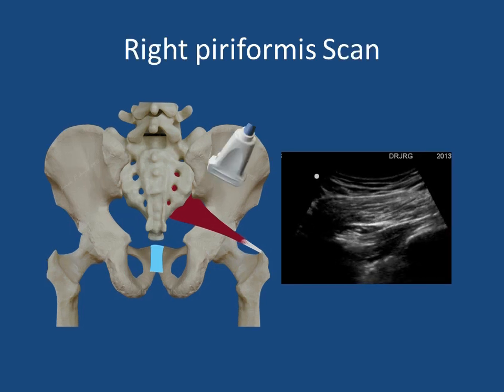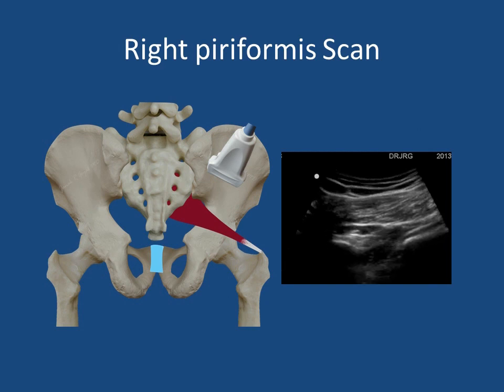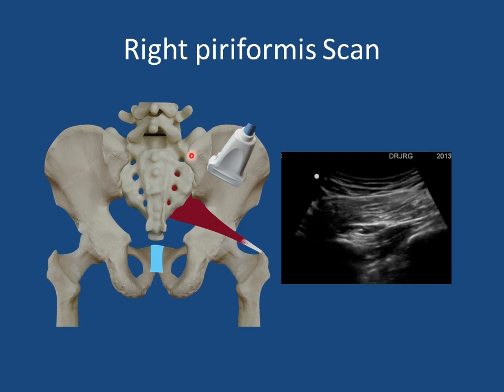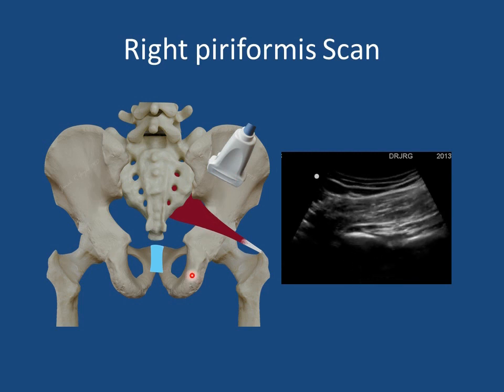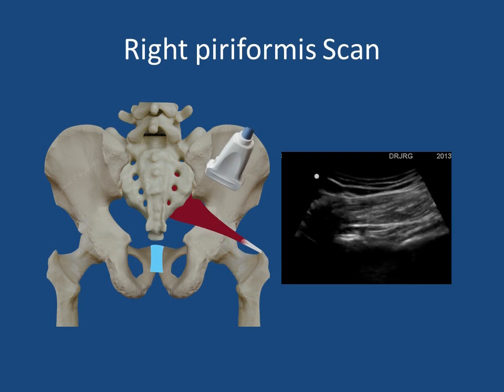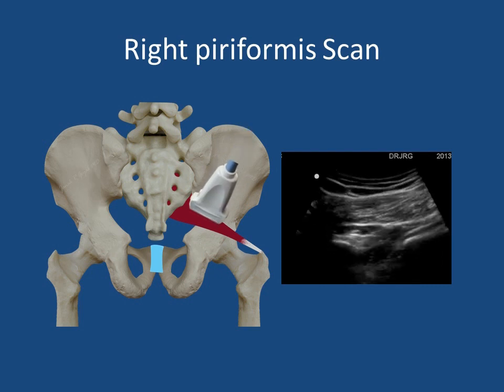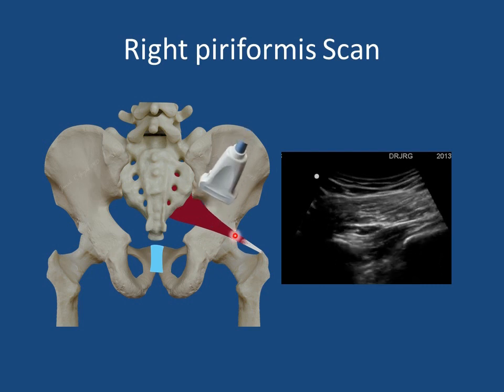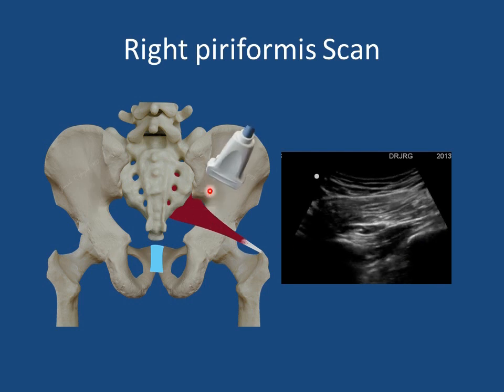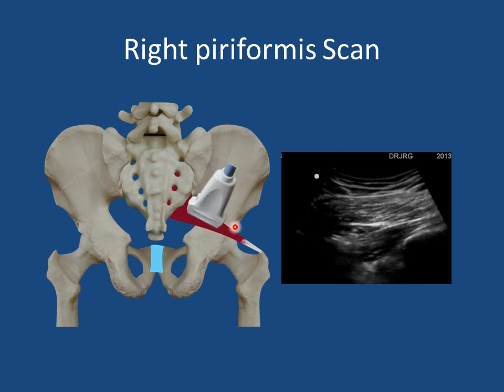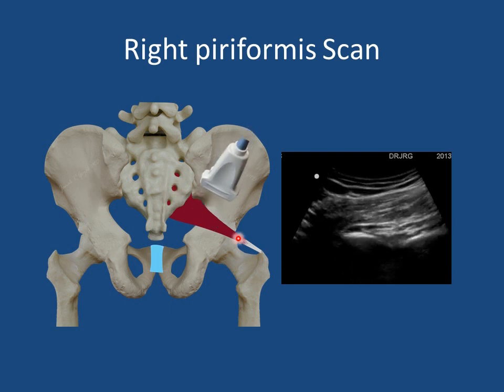The way I conduct a scan for the piriformis is, I start scanning at a line joining the posterior superior iliac spine and anterior superior iliac spine, and start scanning towards the ischial tuberosity. So the moment I enter into the greater sciatic foramen, I'm seeing the piriformis sitting deep in the greater sciatic foramen, emerging from the anterior aspect of the sacrum into the greater sciatic foramen.